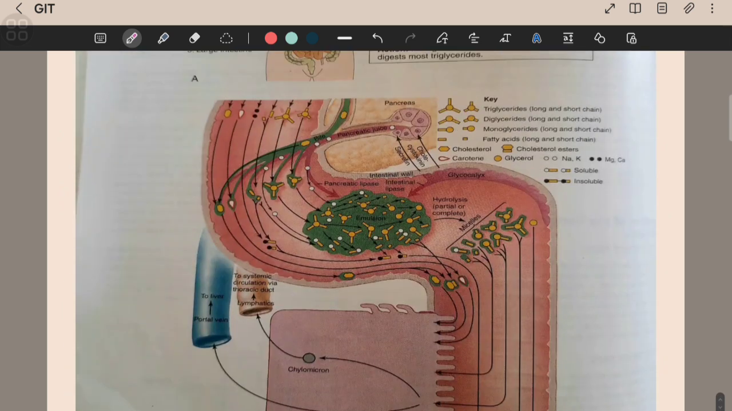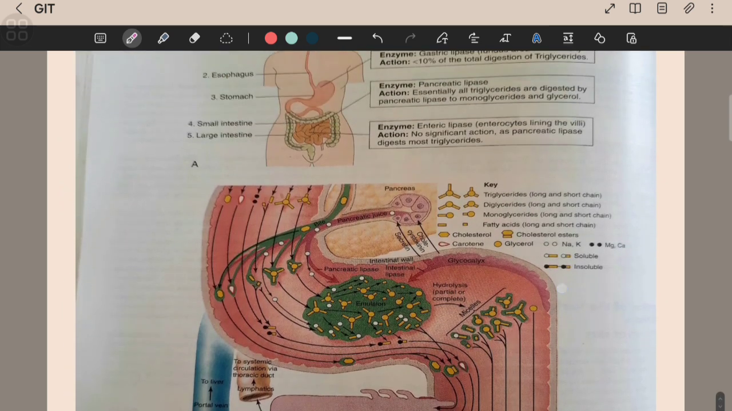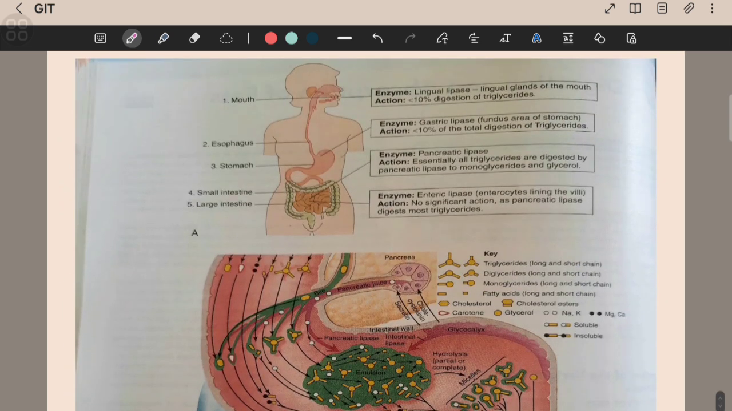Now talking about the enzymes, the lingual lipase from the lingual glands accounts for less than 10% of the digestion of triglycerides. Then we have the gastric lipase, also the same case. Pancreatic lipase is actually the main one, which breaks the triglycerides into monoglycerides and glycerols. And we have enteric lipase, which is in the intestinal juice, released from the enterocytes lining the villi. It has no significant action because most of the work is done by the pancreatic lipase. So the important one is the pancreatic lipase.